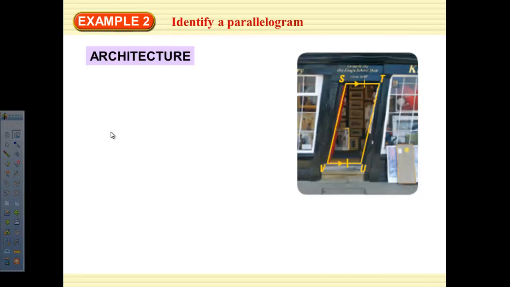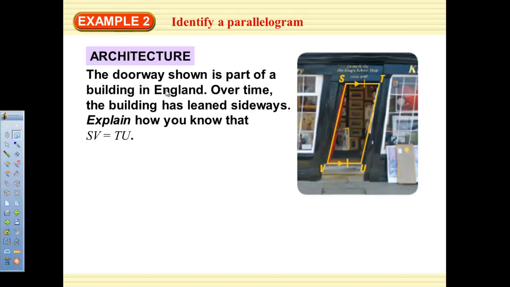Okay, in this section, again, we're looking to identify that a figure is actually a parallelogram. In this case, it says the doorway shown is part of a building in England. Over time, the building has leaned sideways. We want to explain how we know that SV is parallel to TU. Well, in this problem, we know that one set of sides is parallel and they're also congruent.